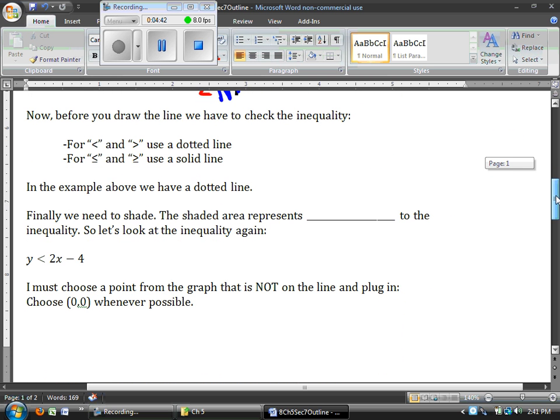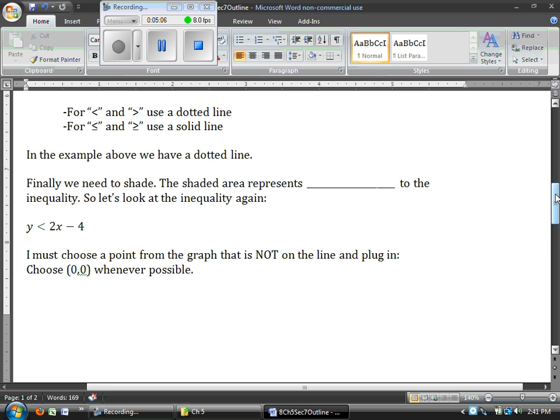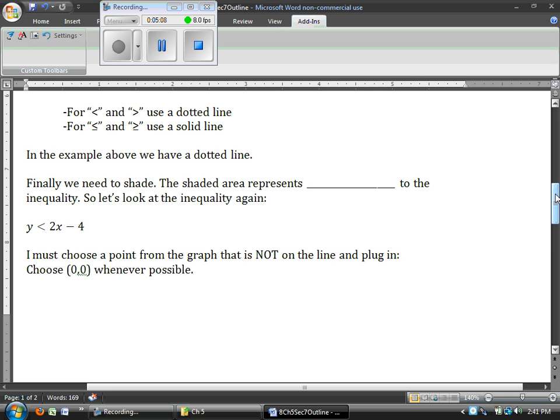Let's see what we got here. Okay? This is what I was just talking about. Before you draw the line, we have to check less than or greater than for a dotted line. Then we have greater than or equal to, less than or equal to for a solid line. Okay? We must choose the point 0, 0. I did all that up top. Sorry about that. Okay, finally we need to shade. The shaded area represents the solutions to the inequality. That's what I talked about up top. Okay, and we plugged in 0, 0. Choose 0, 0 whenever possible.